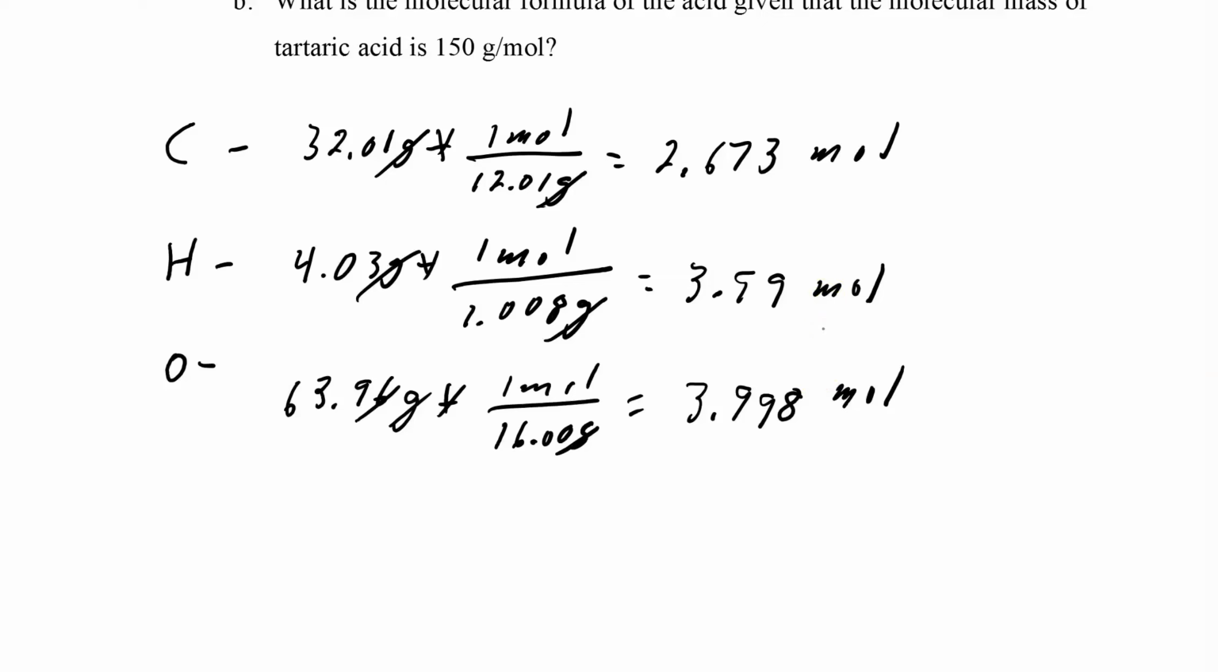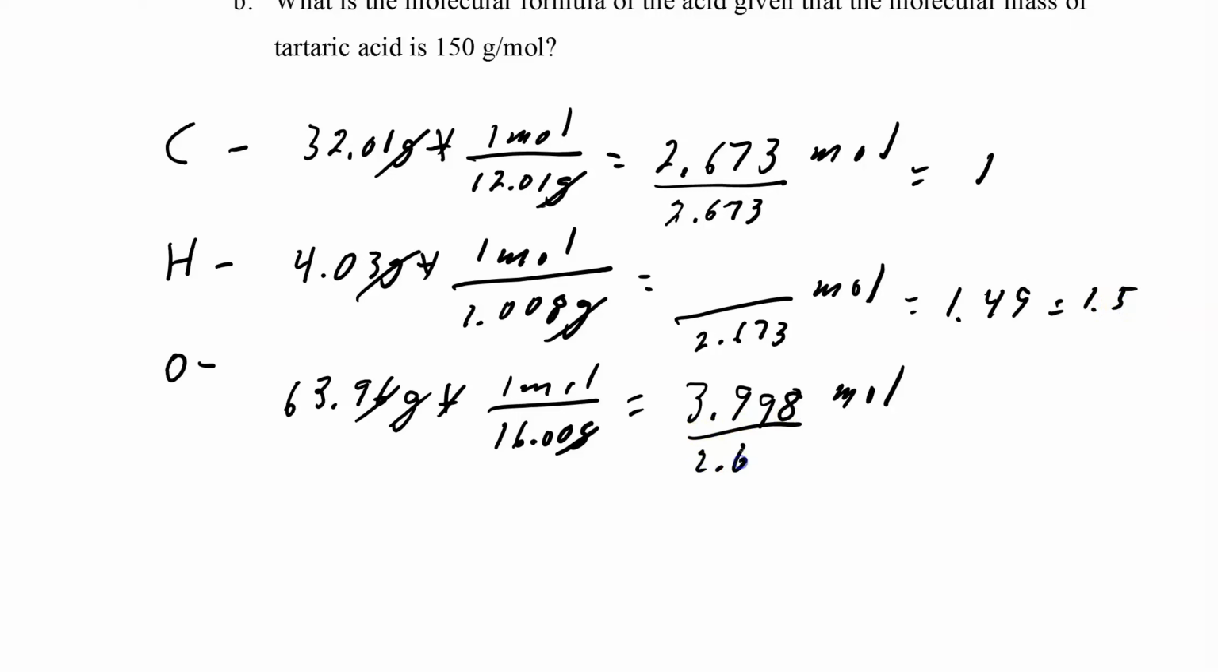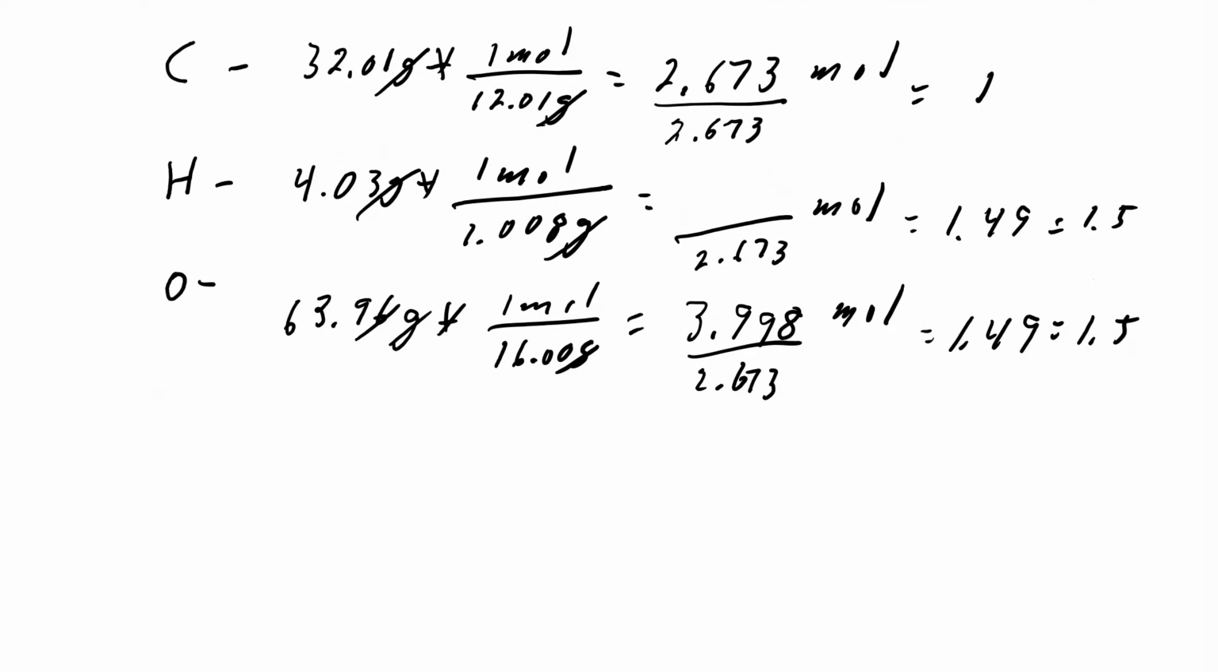So now we're going to assume these two numbers are the same. And what we're going to do now is divide all three of these numbers by the smallest number, since they're not the same. The smallest number is the number of moles of carbon. So I'm going to divide this by 2.673. That's going to give us 1. Divide this one by 2.673, and that's going to give us 1.49. We'll call that 1.5. And then divide this by 2.673. And that's going to give us 1.49 as well. We'll call that 1.5.